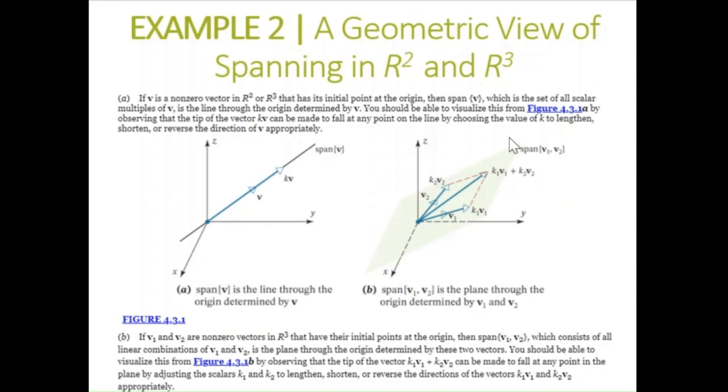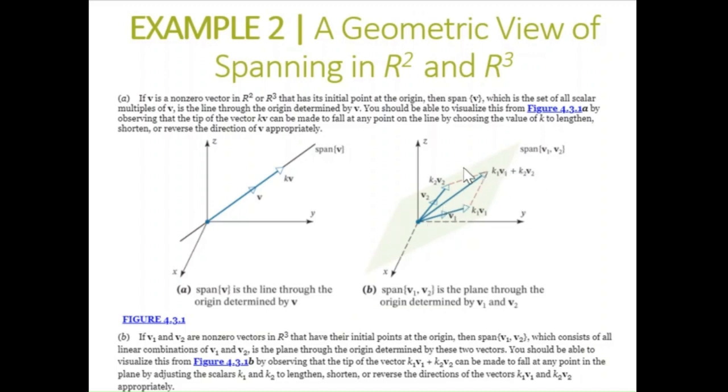And it's a plane, see this green plane here? It's a plane through the origin, determined by these two vectors. So this span is going to be all the different linear combinations of V1 and V2. So certainly here's another linear combination. You have V1 and V2 multiplied by these scalars K1 and K2. So you can see here's K1 V1 and here's K2 V2. And then obviously that's their resulting vector K1 V1 plus K2 V2.